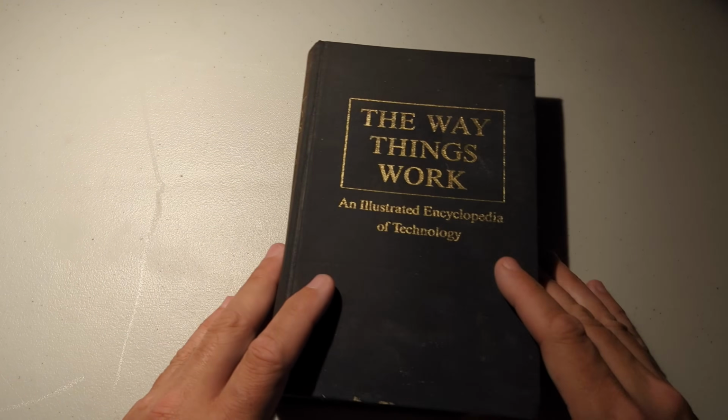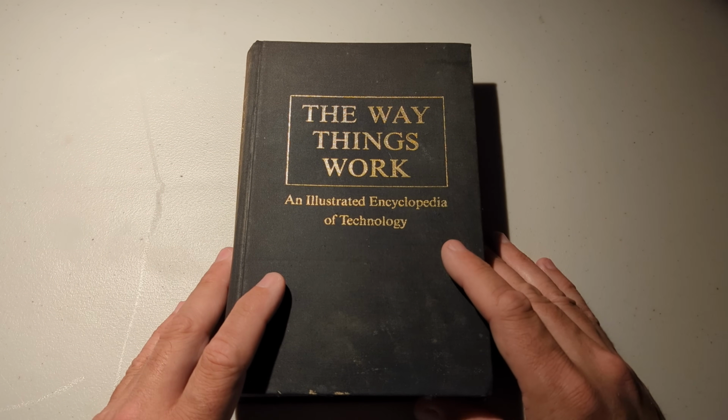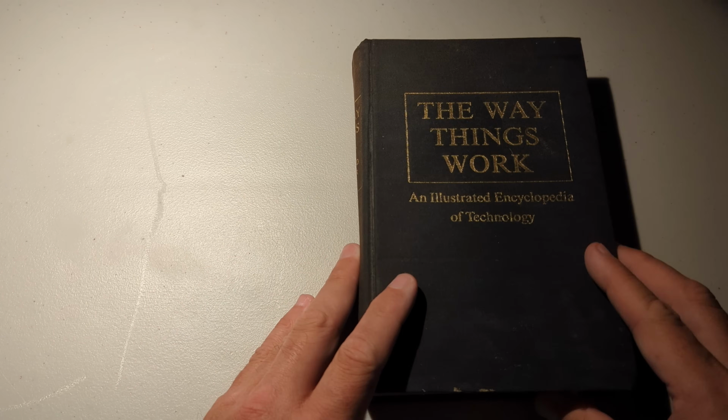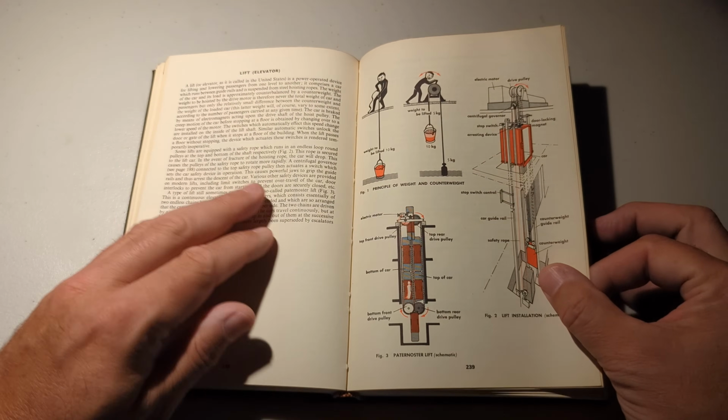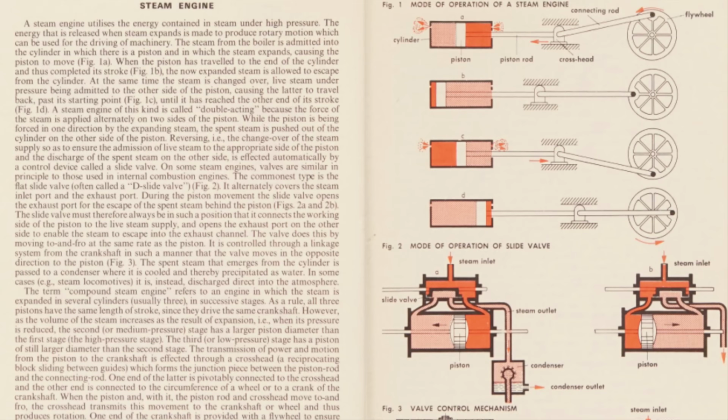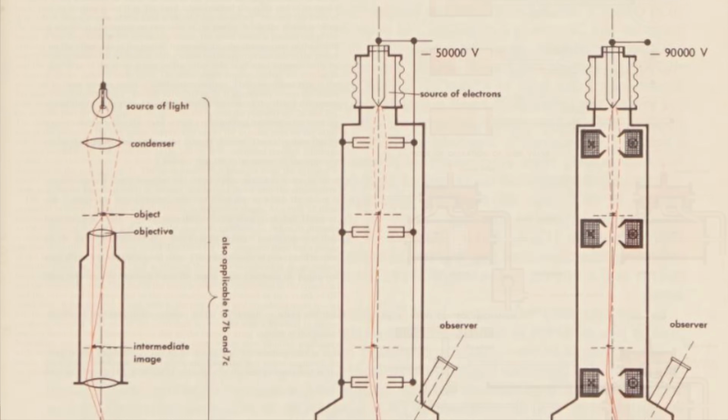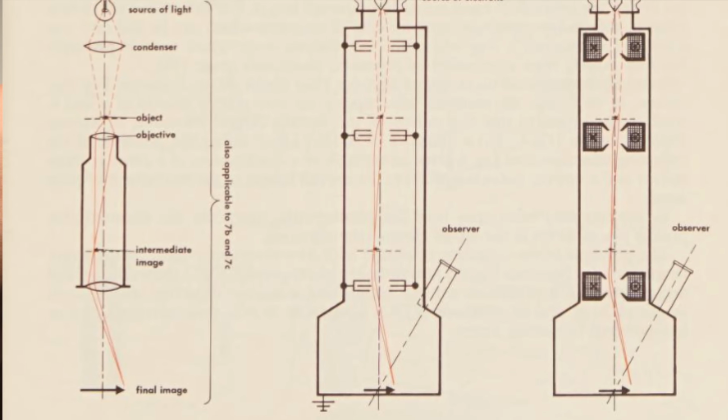This is one of my all-time favorite books, called The Way Things Work. And it explains hundreds of things that one might wonder about, like how a steam engine works, or even the internals of an electron microscope.